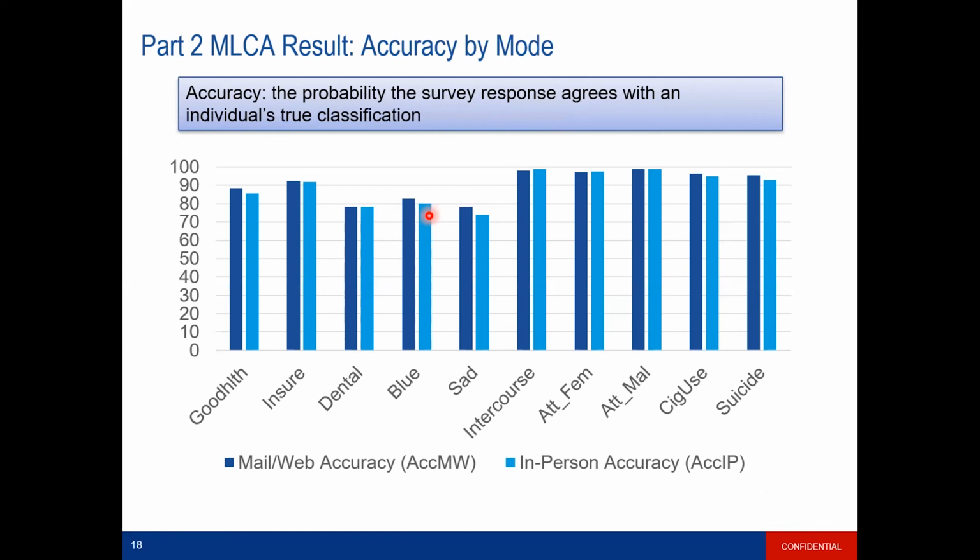And at last, when we are examining the accuracy, we can see that the two different modes actually have very similar accuracy rates as well. Although for some items, their accuracy rates is a little bit lower than 80%, but overall, they're very good.